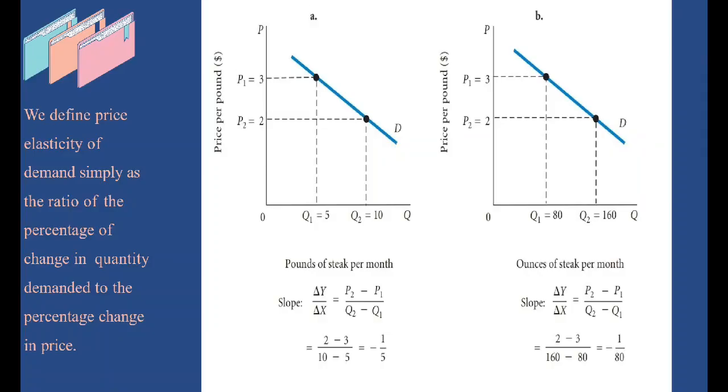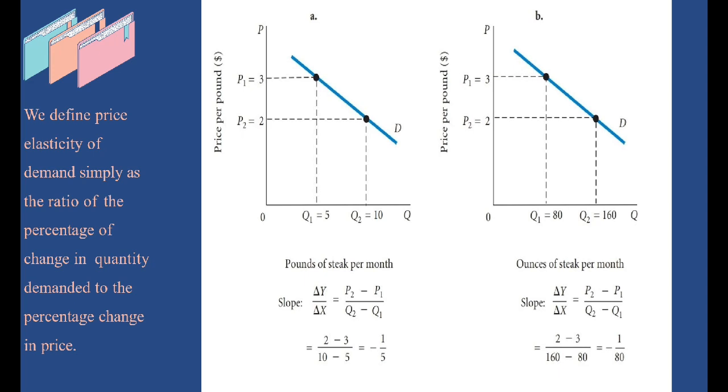We define price elasticity of demand simply as the ratio of the percentage change in quantity demanded to the percentage change in price. Pounds of steak per month: slope is delta y over delta x, equals P sub 2 minus P sub 1 over Q sub 2 minus Q sub 1, which equals 2 minus 3 over 10 minus 5, equals negative 1 over 5.